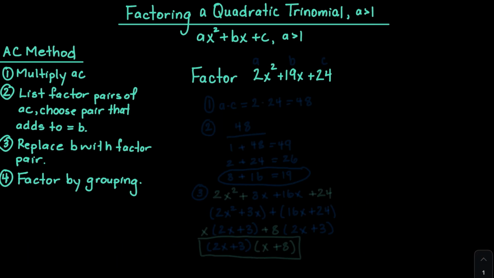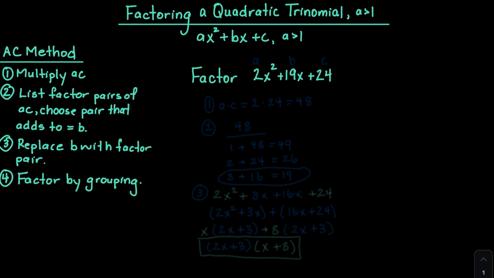When we're factoring a quadratic trinomial, a bigger than 1, and remember a is that leading term or leading coefficient, using the AC method, you need to know how to factor by grouping. So if you haven't watched the factor by grouping video, or you don't know how to factor by grouping, please check out the factor by grouping video because it is very necessary when you're using the AC method.